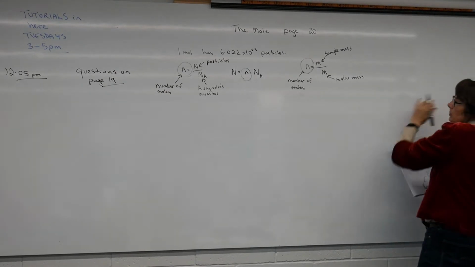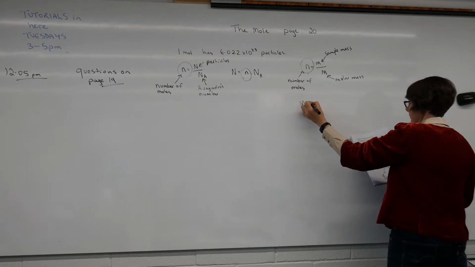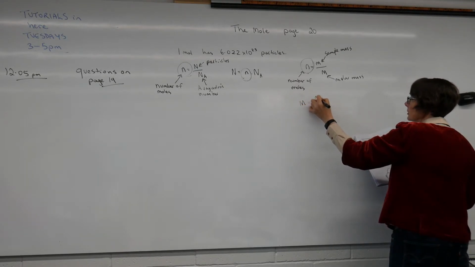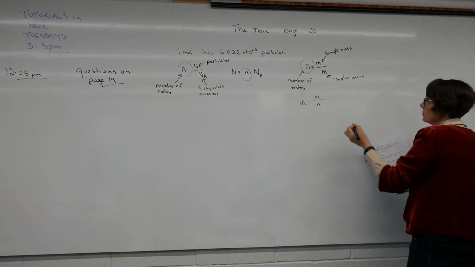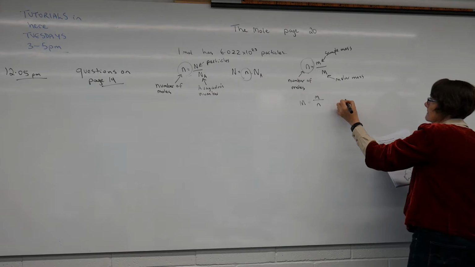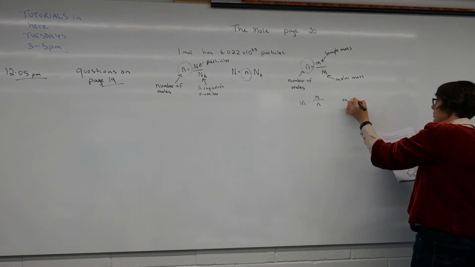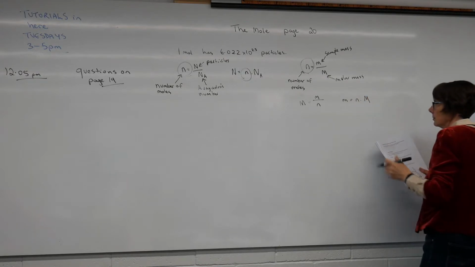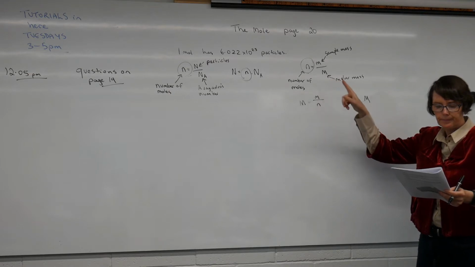The other arrangements of this: big M equals the sample mass divided by the moles, and little m is equal to the number of moles times the molar mass. So that's just rearranging that formula there.